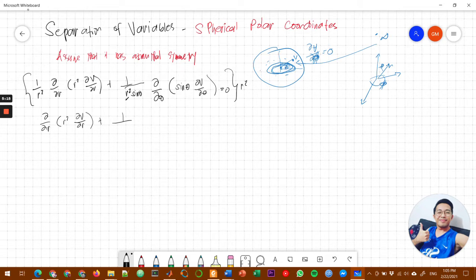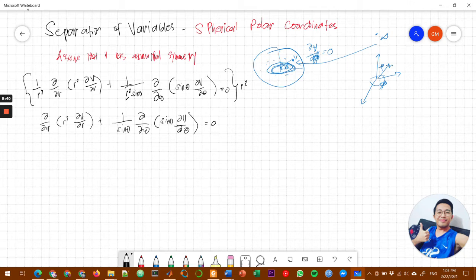So, 1 over sine theta na lang ni siya, sine theta, theta. So, in terms of theta na lang ang, of course, second term, while the first term is in terms of r square only. So that, ma-introduce na to ang separation of variable na solution.